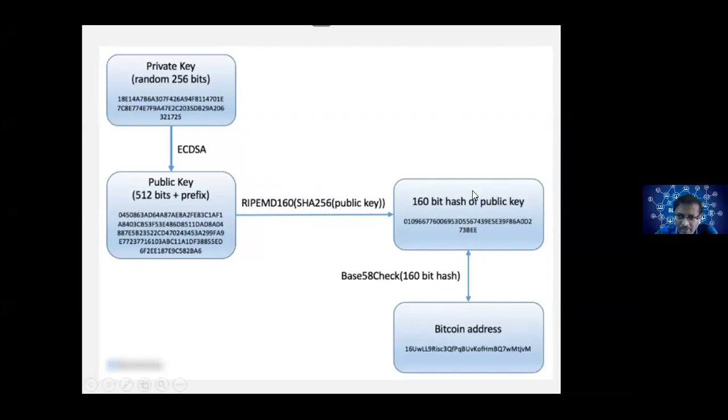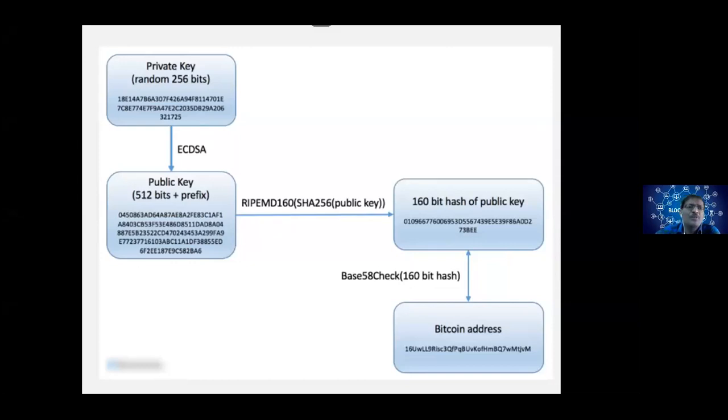This is the public key, and it is converted into a 160-bit hash, and this is converted into a certain format with base 58, and at the end we have the Bitcoin address. So here we have the private key, here we have the public key, and at the end we have the Bitcoin address. The algorithm used for private to public key is the elliptic curve digital signature algorithm, and for public key to Bitcoin address it is the hash RIPEMD-160, and also the base 58 conversion.